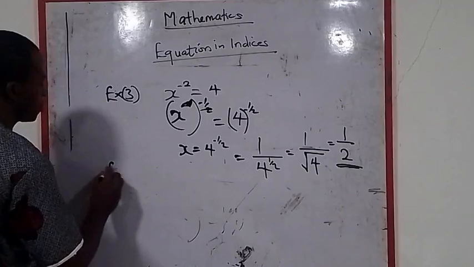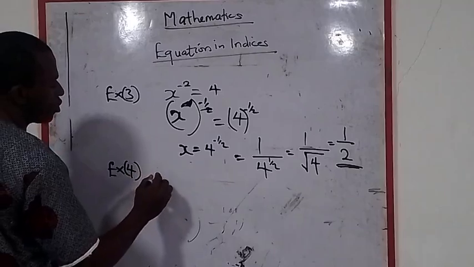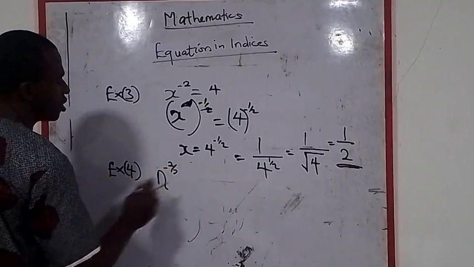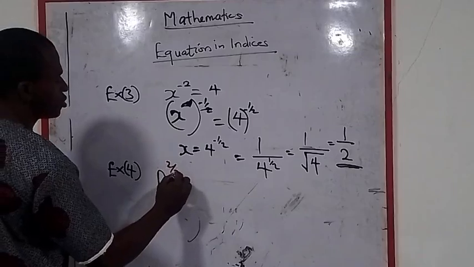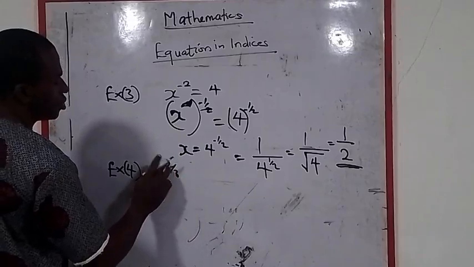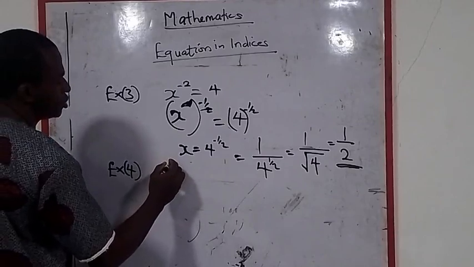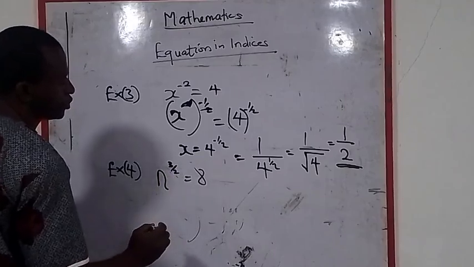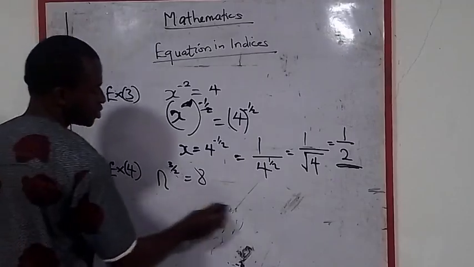Example 4. In example 4, I'm going to give you n raised to the power minus 2 over 3. Okay, let me just say 2 over 3 first before we go into that minus 2 over 3. Or let me say, should I say 3 over 2 rather, equal to 8. n raised to 3 over 2 equals 8. This is a question that we can solve.